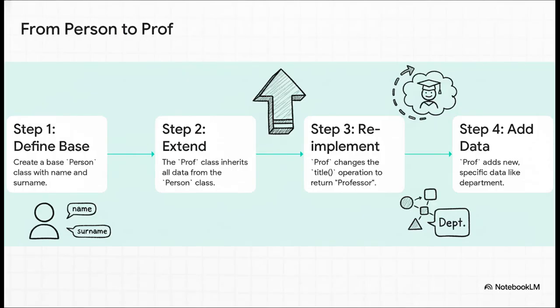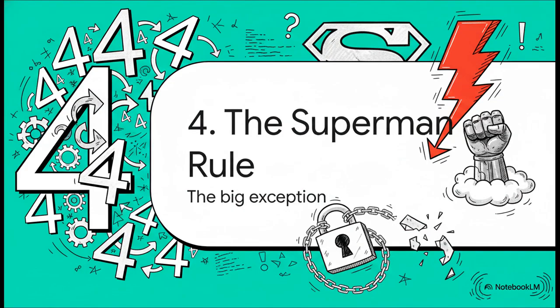And here's a perfect walkthrough. You start with a general person class. Then you create a more specific version, professor, which extends or inherits everything from person, but it also adds new specific details, like a department, and it can even change existing things, like making the title professor. That right there is versioning in action. Okay, so everything's a version, everything is flexible, we build on things as we go. It all seems to make perfect sense, right?